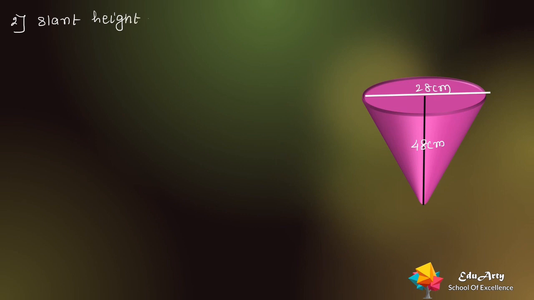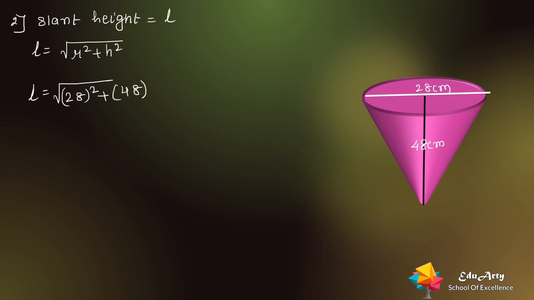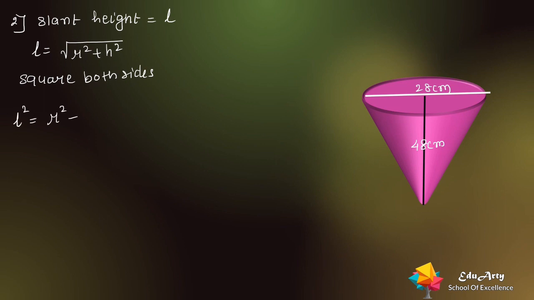Slant height is denoted by L, correct? And L is equal to root of r square plus h square. So L is equal to root of 28 whole square plus 48 whole square. Do you understand? If you do not understand, you know what you can do: just square both the sides. If you square both the sides, automatically this will become L square is equal to r square plus h square.